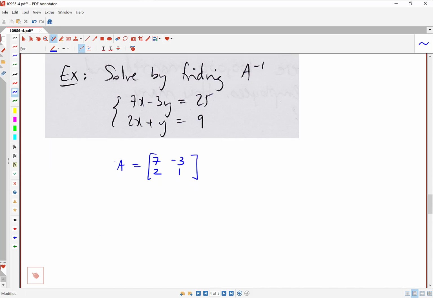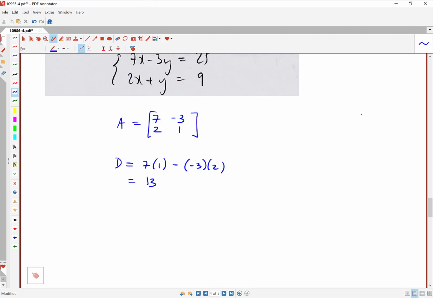Now what we're going to do is try to find the inverse of this matrix. So let's think about finding the determinant of A. We go forwards product, 7 times 1, minus the backwards product. So minus the -3 times 2. If you want to think of this in terms of muscle memory, I just think multiply these and then go minus that product there. Okay, so let's work out this number. It's 7 plus 6 is 13. So that's the determinant of A.